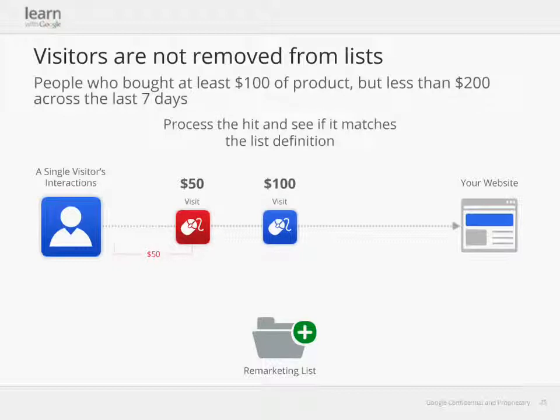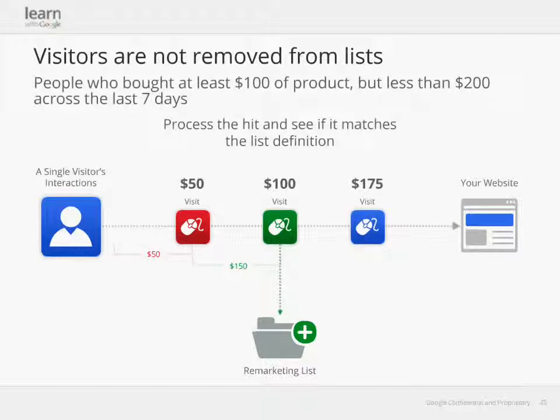for $100, now when we process this visit, again, like in the last example, we're actually seeing that the prior visit overlapped, and so this visitor has spent $150, and that falls in this sweet spot for the definition that you've defined, which is between $100 and $200. So at this point, they get added to the list. Now the interesting part is when this third visit occurs.